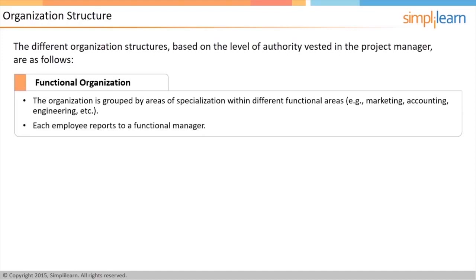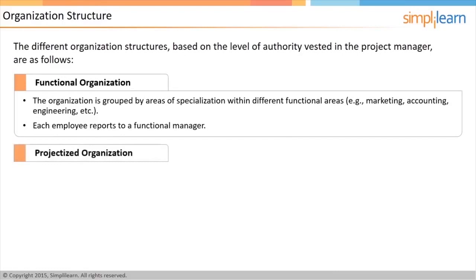Each employee typically reports to a functional manager. In such types of organization, normally projects are undertaken within the department itself. If a project requires any assistance from another department, the request moves from the head of the requesting department to the head of the concerned department. The team members do their normal departmental work in addition to the project work.